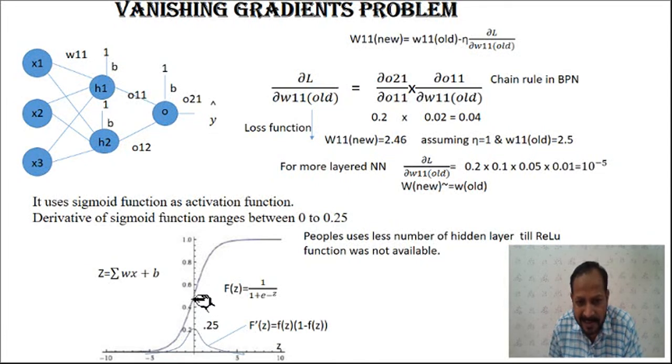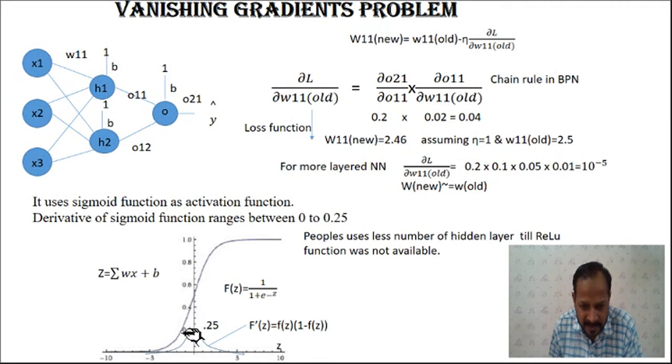As f of z increases, suppose it is 0.8. At 0.8, f of z is 0.8, and 1 minus 0.8 will be equal to 0.2. So 0.2 into 0.8 will be 0.16. So the value of the derivative of this function decreases. Similarly, when f of z reaches 1, 1 minus 1 will be equal to 0. So f dash z, the derivative or the gradient, becomes equal to 0. So it reduces.